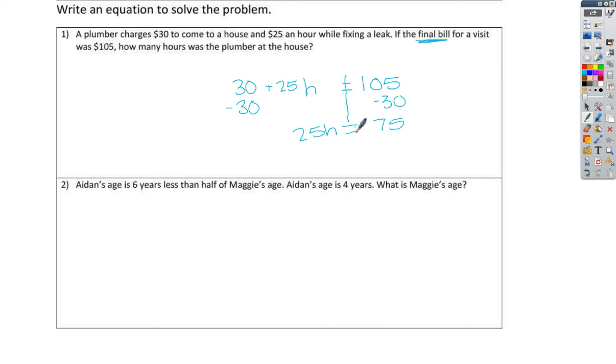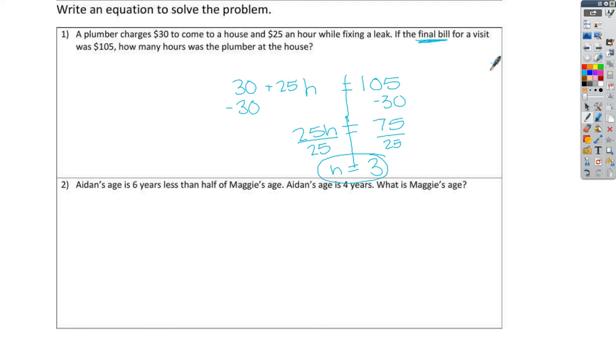So now we need to continue to solve. So we have this 25 stuck to our h. We're saying 25 times h. We need to do the opposite of multiplying, which is dividing. So we're going to divide both sides by 25. So h equals 75 divided by 25. Go ahead and type it in your calculator. And it equals 3. So we have h equals 3. That's our answer, but we're not done yet.